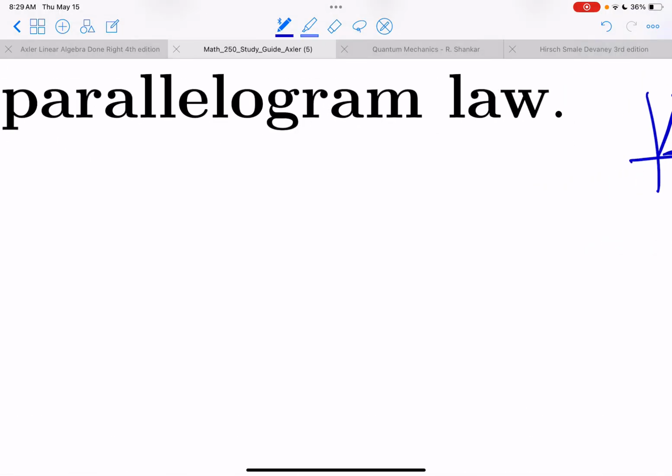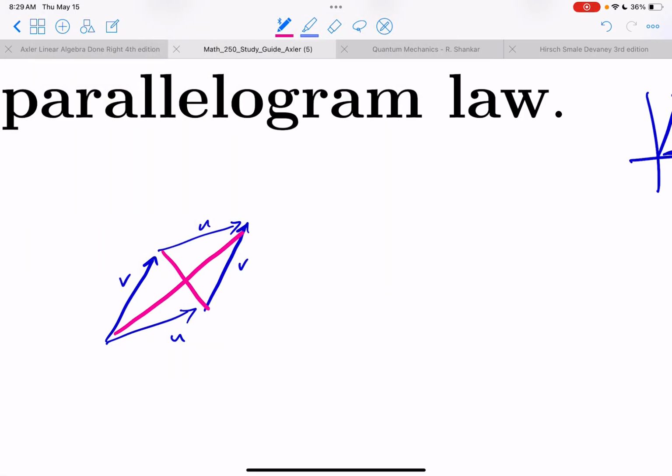The parallelogram law is kind of fun. If you have any two vectors, u and v, you can form a parallelogram by copying u up here and then copying v up here. And what does the parallelogram law say? It says the sum of squares of the diagonals is equal to the sum of squares of the perimeter.